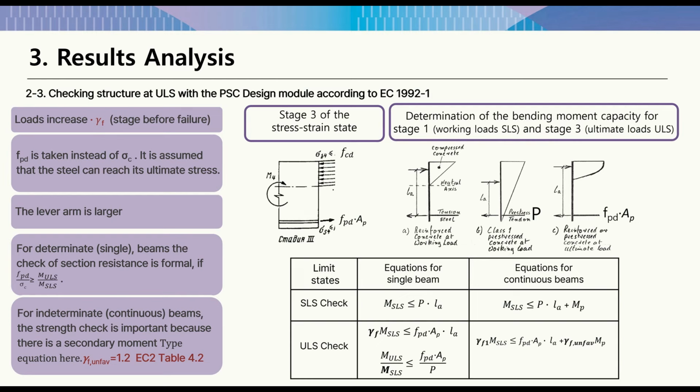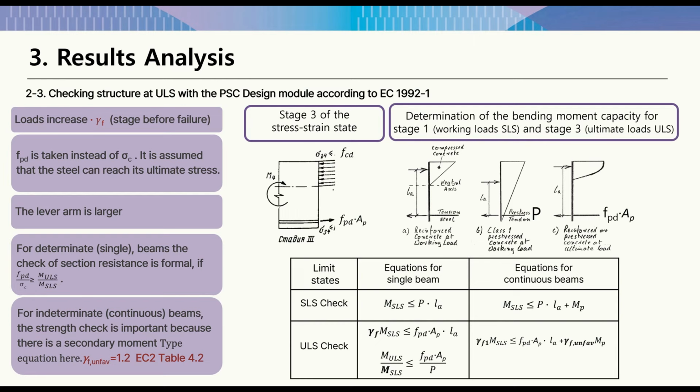The concrete will enter the plastic zone, the stresses in the reinforcement will increase to FPD, but the second component of the restraining moments, MP, will decrease. And it's not possible to simply say whether the bridge will hold under the ultimate load or not. You need to calculate the cross section. So to summarize, at this stage of loading of the structure, ultimate limit state checks must be carried out for continuous girders.